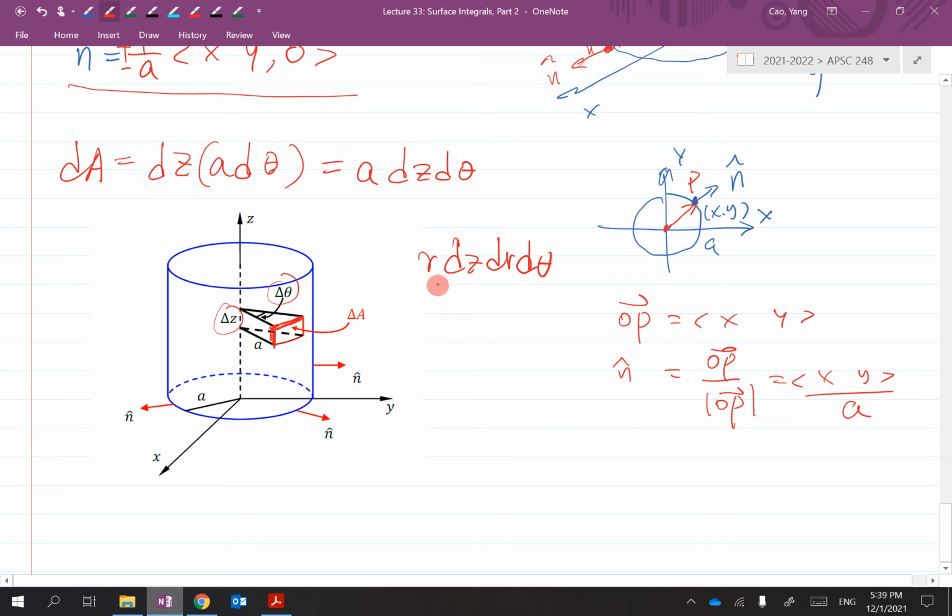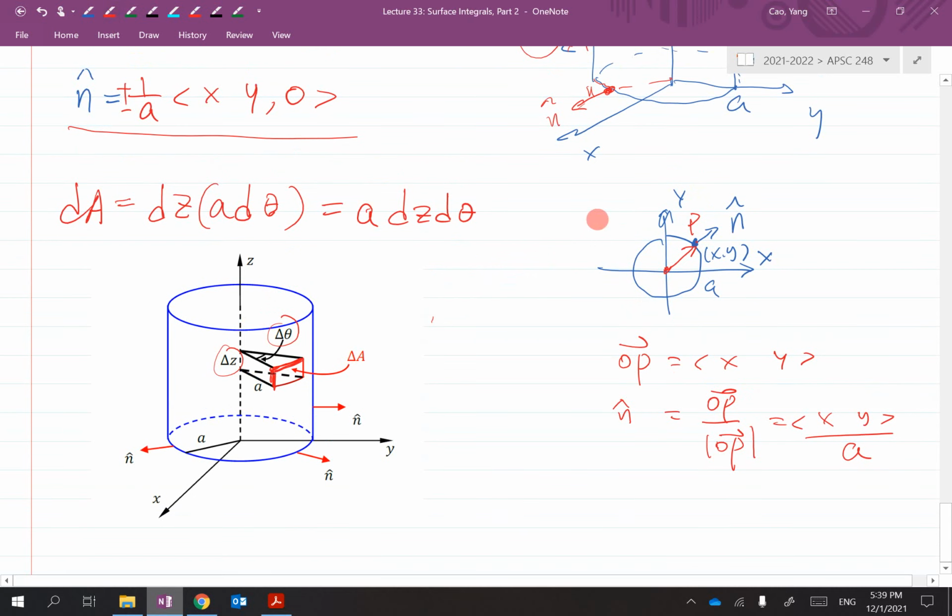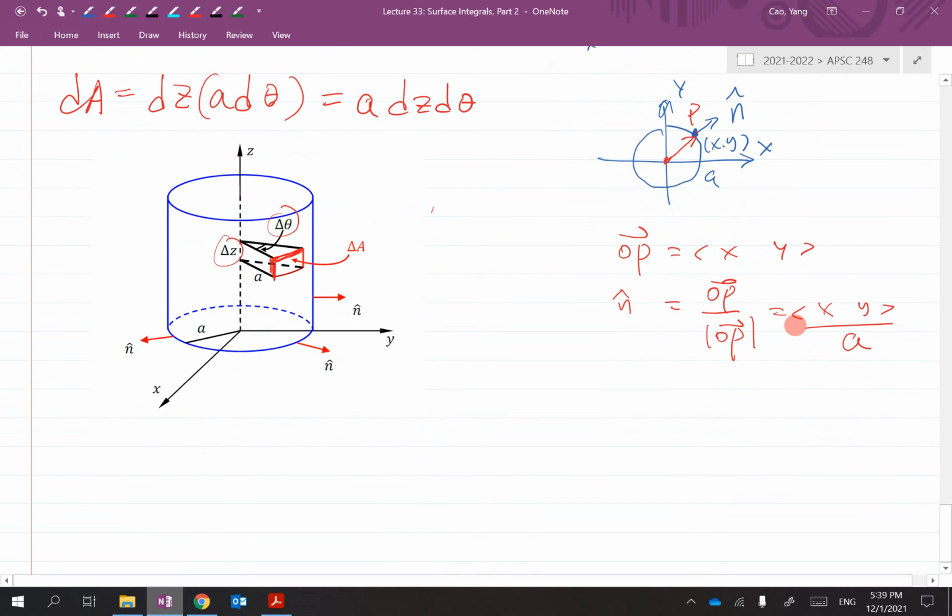Now the r becomes a because you're working on the surface. It's a constant radius, so you're not worried about r changing in the r direction. That's why you don't have this; it has become a. This is a simplified version of cylindrical coordinates when you're working with a triple integral. So now you've got n hat and dA, and again they're in a relatively mixed format here, so I need to put everything consistently into cylindrical coordinates.